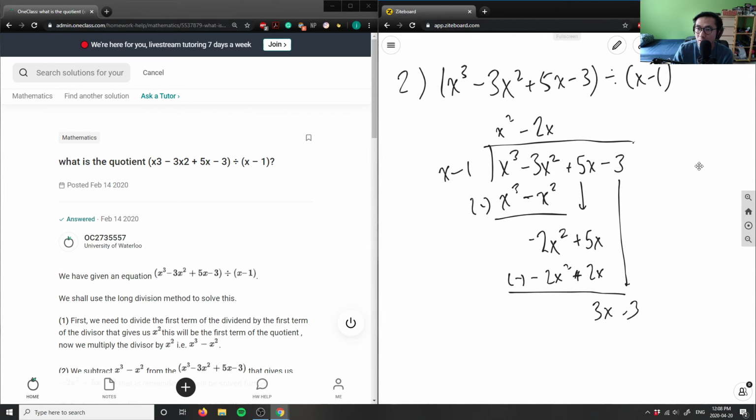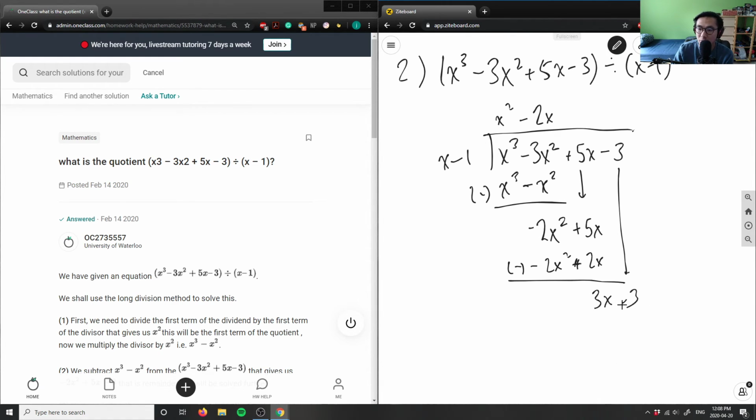Just make some more real estate here. And 3x minus 3, I'm multiplying what number to get 3x? I would multiply by positive 3. Positive 3 times x is positive 3x. 3 times negative 3 is minus 3. Subtracting these two, I get a remainder of 0. So 3x minus 3x is 0. Negative 3 minus negative 3 is also 0.